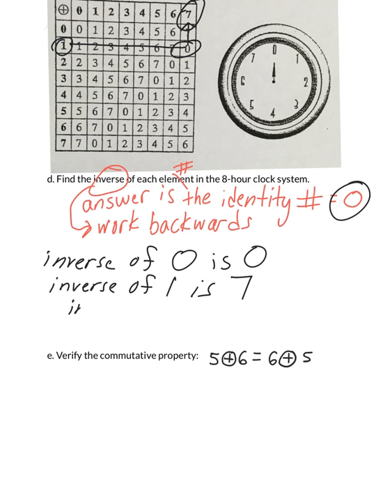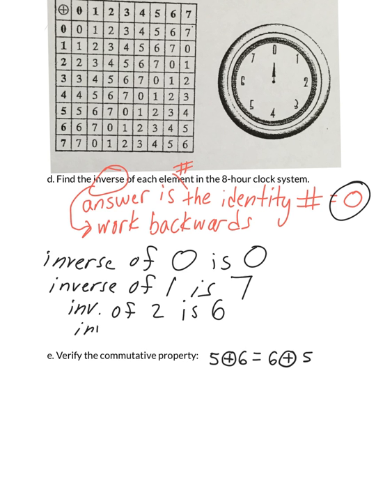What about, I'm going to abbreviate inverse INV here, the inverse of 2. Well, here's 2. Move your hand to the right till you land on 0. Then step 2, look up to the tippy top, and 6. The inverse of 2 is 6, because if you check going forward, 2 plus 6 equals the identity number of 0.